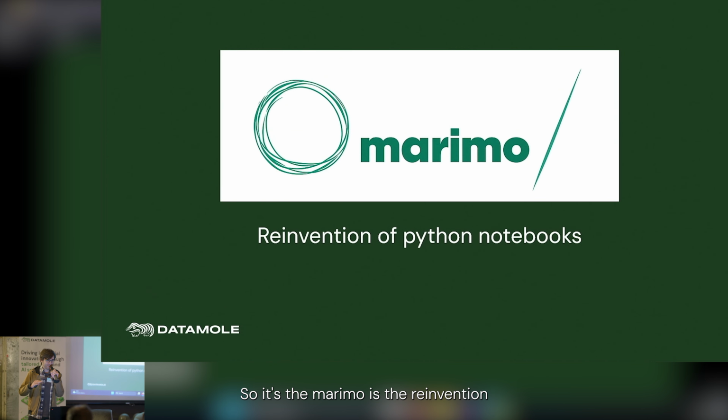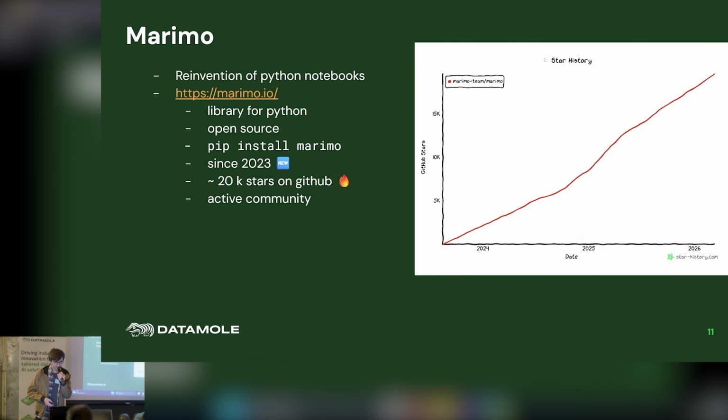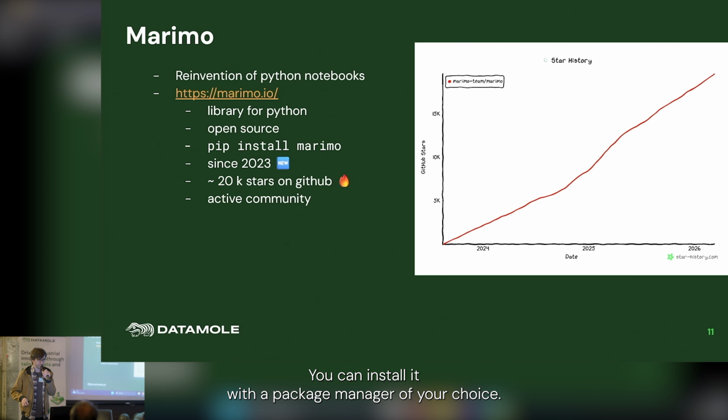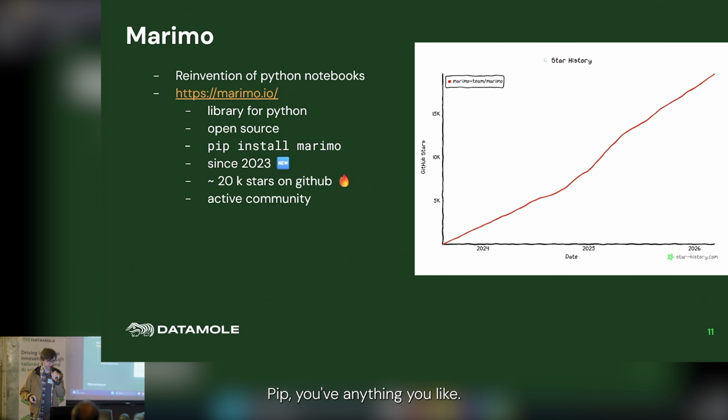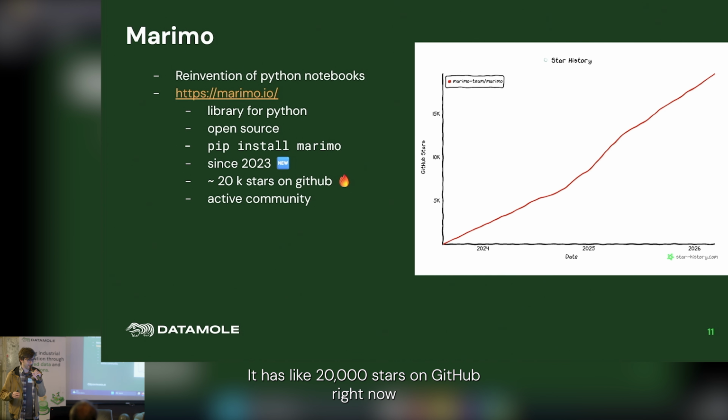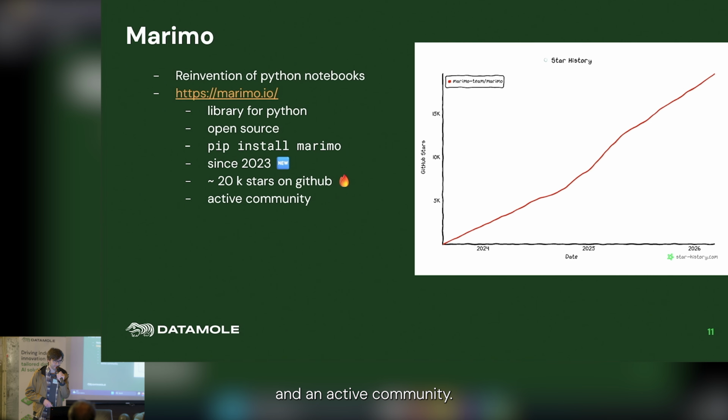Marimo is the reinvention of Python notebooks. It's an open source library for Python. I advise you to try it. If you haven't, you can install it with a package manager of your choice: pip, uv, anything you like. It's been around since 2023, so it's pretty new. It has about 20,000 stars on GitHub right now and an active community.